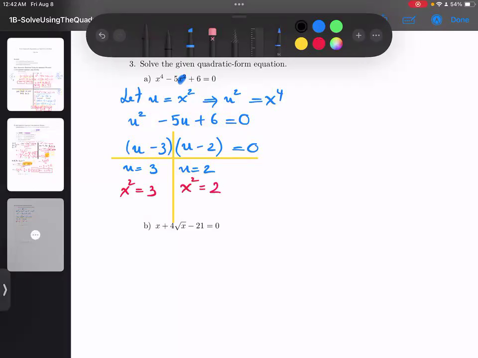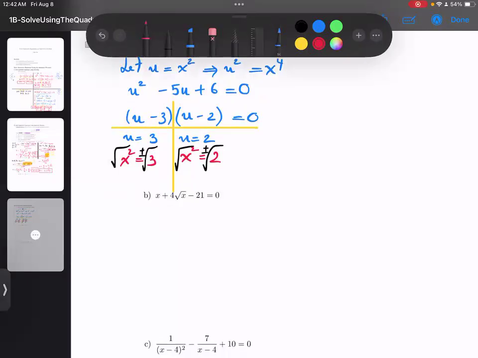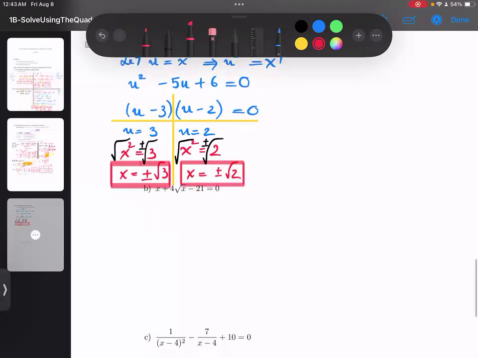How do I do this? Square root both sides. And when you square root both sides, make sure you add plus and minus. So x equal plus minus √3, x equal plus minus √2. And that will be your solution. Okay. All right. And you have 4 solutions, right? Because it's the quartic, the 4-degree equation.